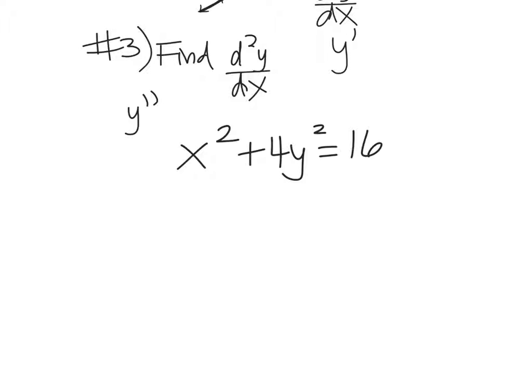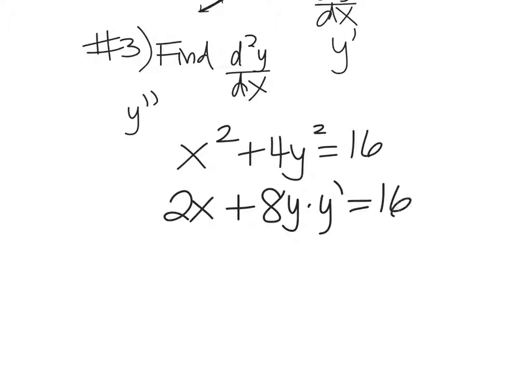All right, so take the derivative of x squared and you get 2x. Take the derivative of 4y squared and what do you get? 8y y prime. And this is equal to 0. Wait, why is it 0? Derivative of 16. I know, I just wrote 16 on accident. Yeah, the derivative of any constant is going to be 0. You're finding the derivative of all the different parts.